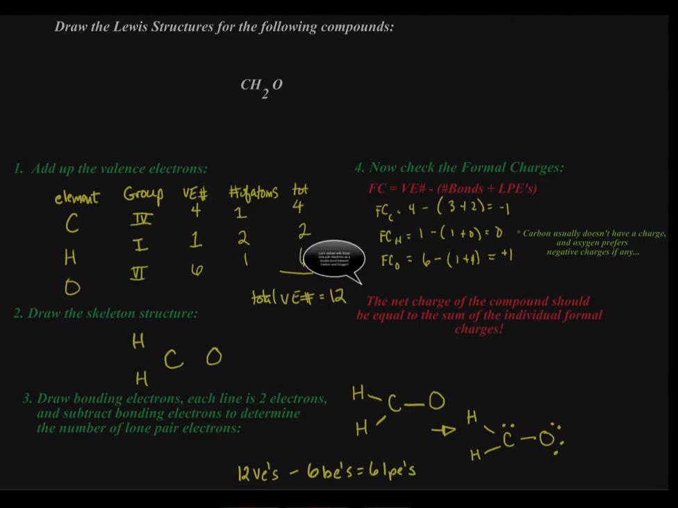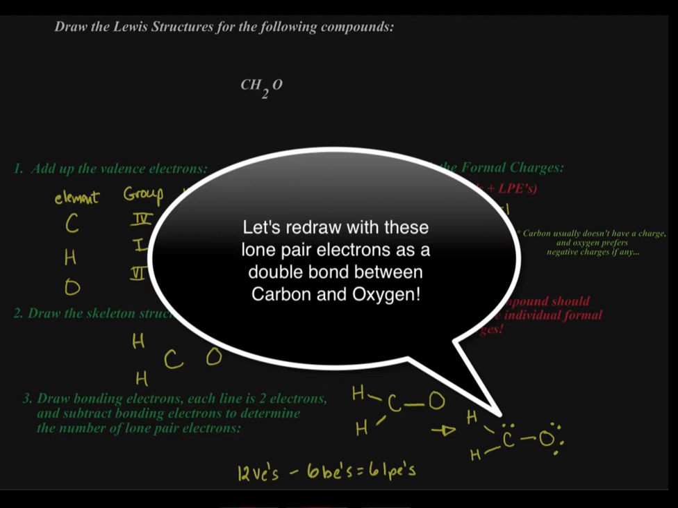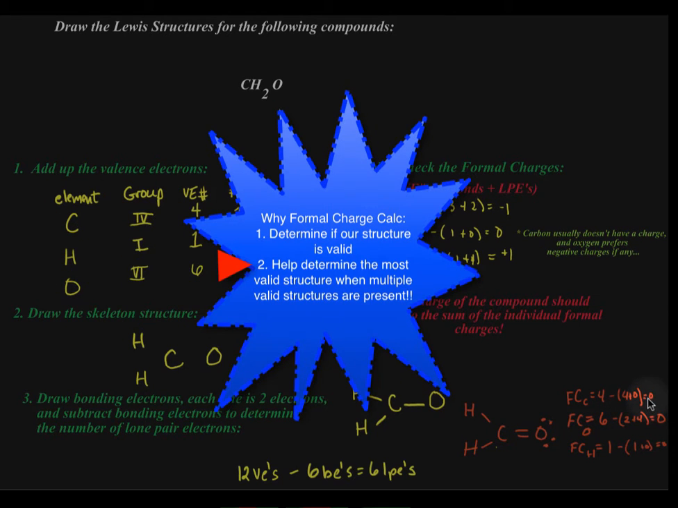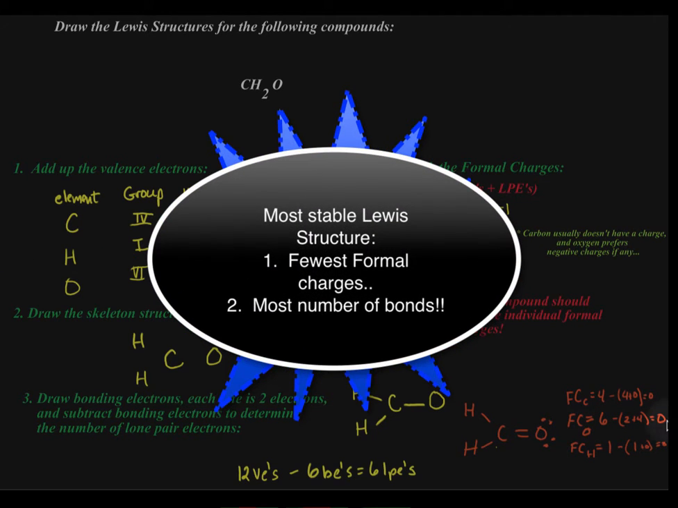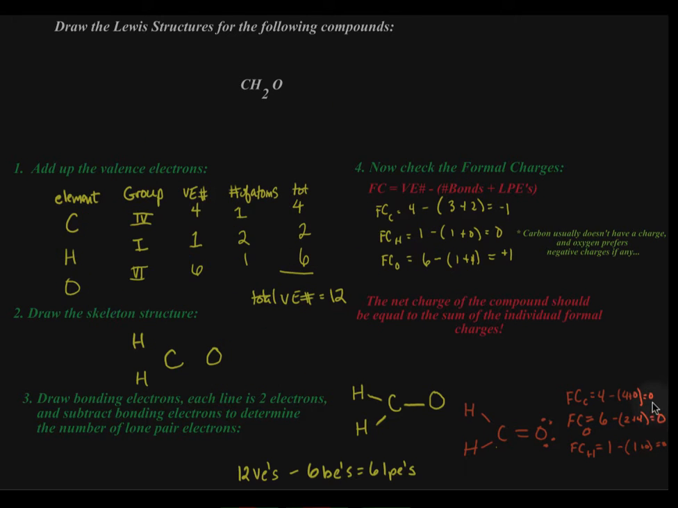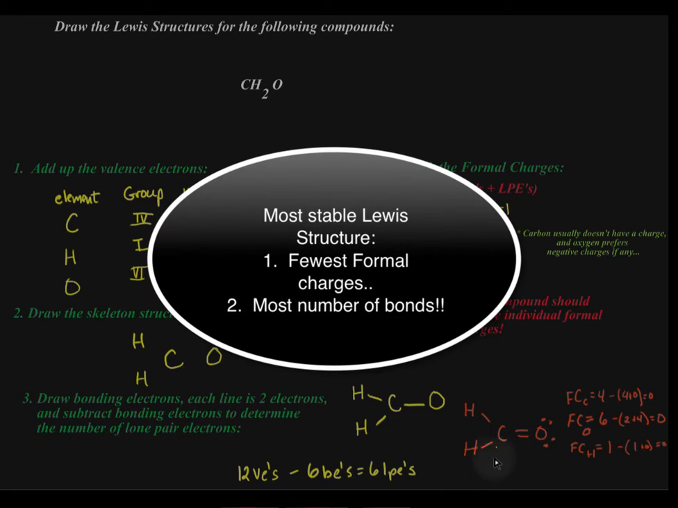So what we're going to do is try to redraw it, but with an extra bond. When we draw this extra bond here, carbon now has a nice octet, because 4 minus the 4 bonds and 0 lone pairs gives me a 0 charge. Oxygen, 6 minus the 2 bonds plus 4 lone pairs gives me a 0 charge. And then hydrogen, 1 minus 1 bond gives me 0. All right, so you can see that we've got a lot fewer charges and we have more bonds. So this is the preferred structure for formaldehyde.